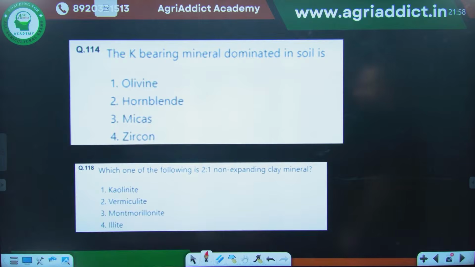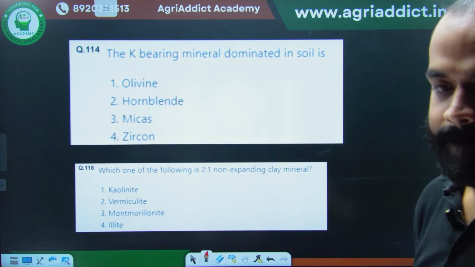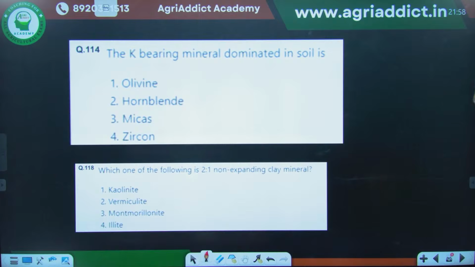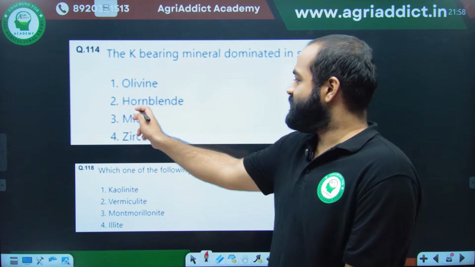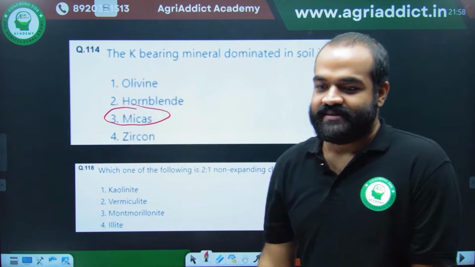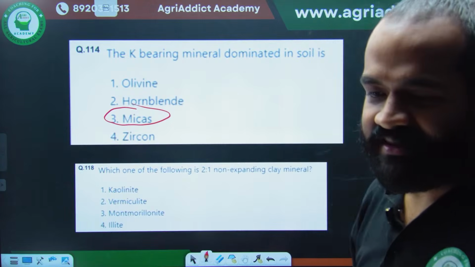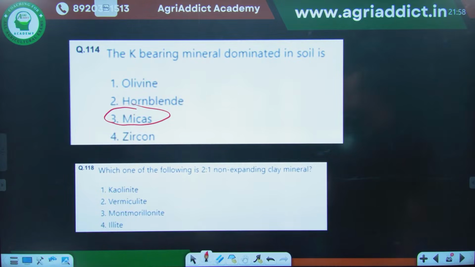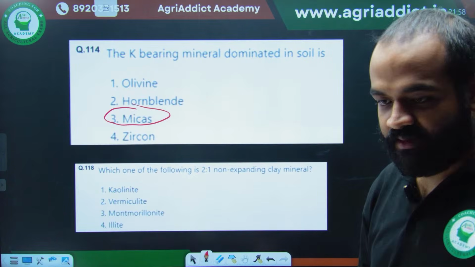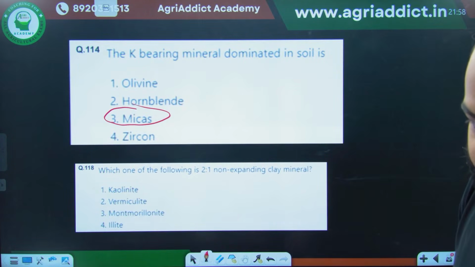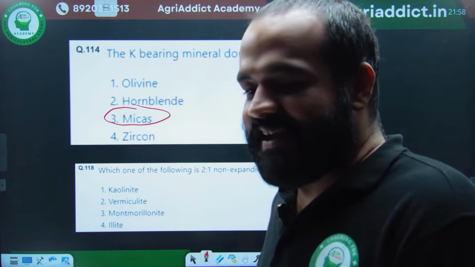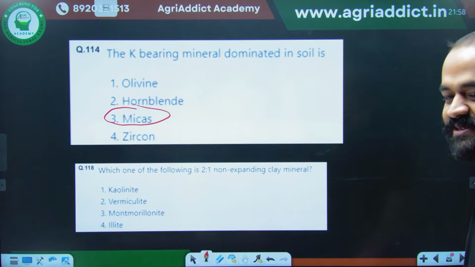The K bearing mineral dominated in soil. ये तो आज बहुत अच्छे से बोला गया है. I would expect all of you to answer. Yes, of course it will be mica. इसमें तो कुछ सोचने का बात ही नहीं है. What will be the next one? Yes, please write the answers. ऐसा ऑप्शन नंबर मत लिखो, छोटा छोटा आंसर है, आंसर ही लिख दो तो इजी होगा for me to understand which one you are trying to say. Pawan, that's very sad. You are making this as wrong.